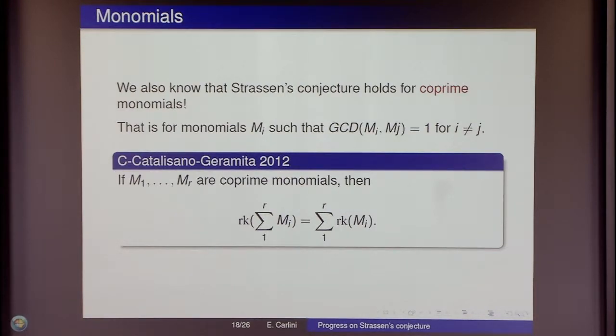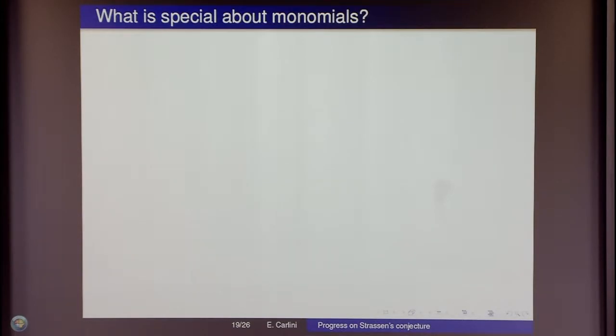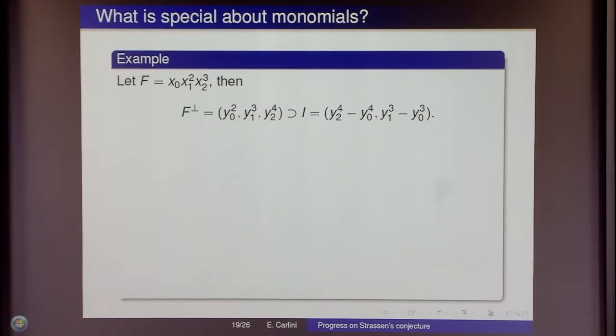Now I'd like to show you what, from our point of view, is the real special property of monomials. So what is special about monomials? The best way to see it is just to go through one example. So we compute together the Waring rank of this monomial. We compute the perp ideal, just increase each exponent by 1, and that's the perp ideal.